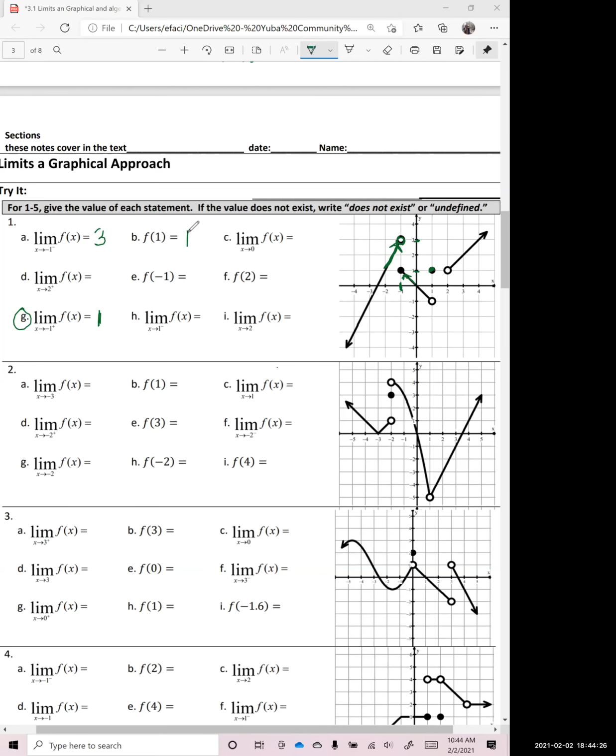Professor, I had a quick question. For example, for f of 1, since there's a solid point, let's say that solid point wasn't there and the only point was the open circle, then it would have been does not exist, right? Correct, good job. If the solid circle was not there and it was just the open circle with no closed circle above or below, you're right, that would not exist.